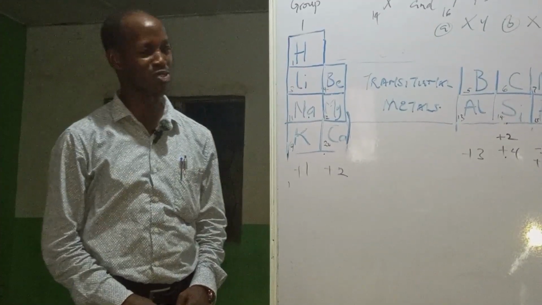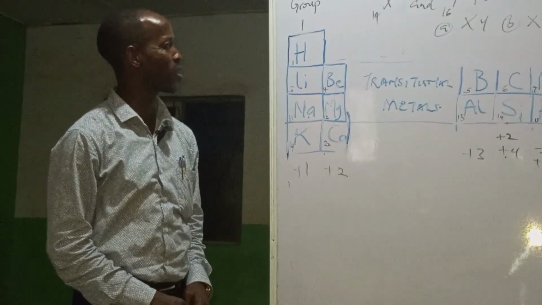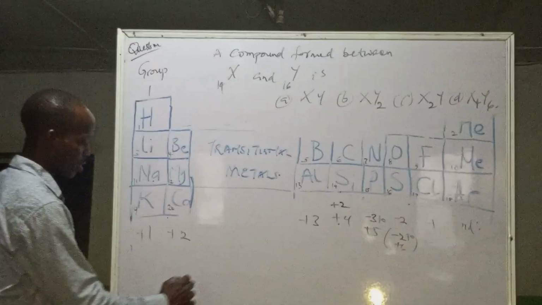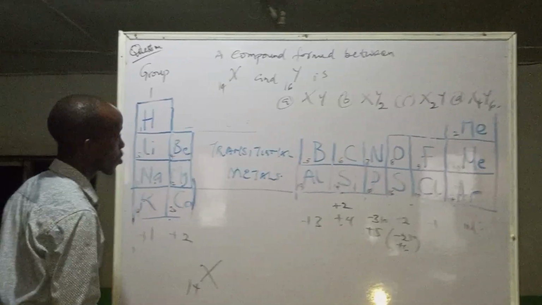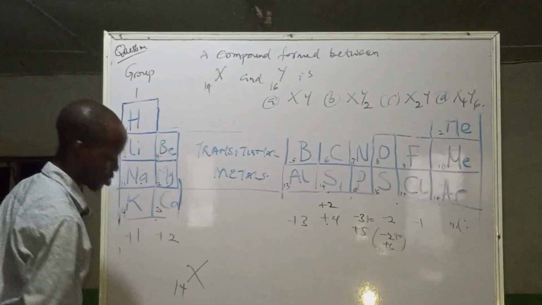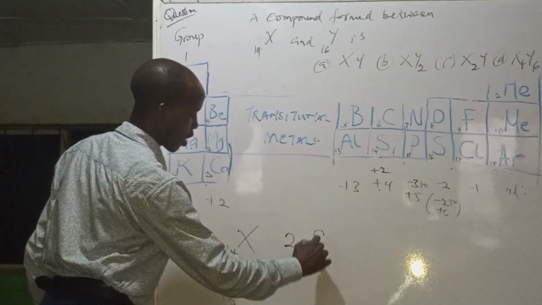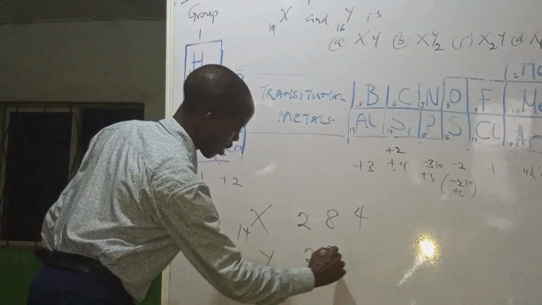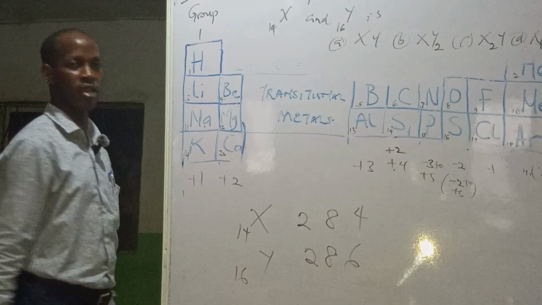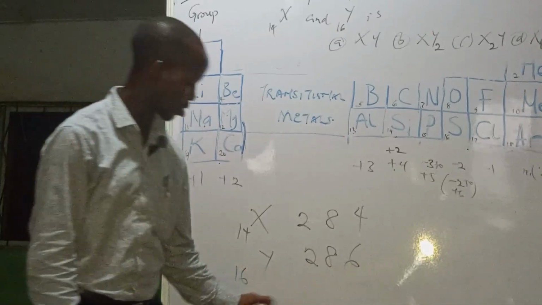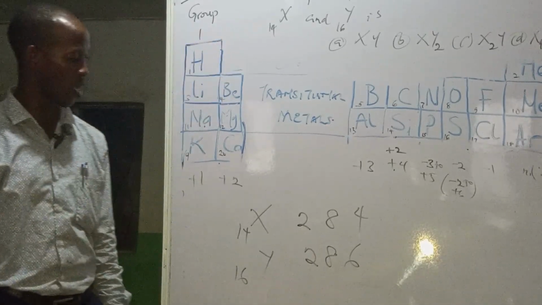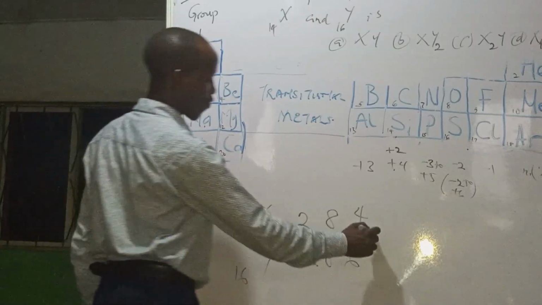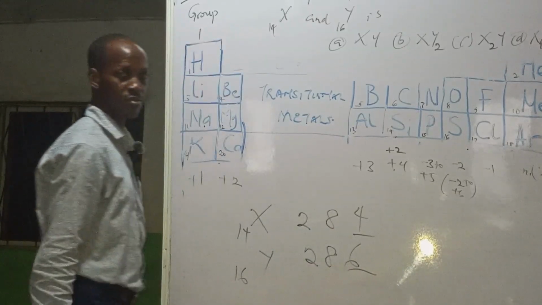Let's look at another question. A compound is formed between X and Y. X has atomic number 14. Y has atomic number 16. So that will be 2, 8, 4, and the second one will be 2, 8, 6. 2 + 8 is 10, + 6 is 16. 2 + 8 is 10, + 4 is 14. So therefore, X will be in group 4, and Y will be in group 6.